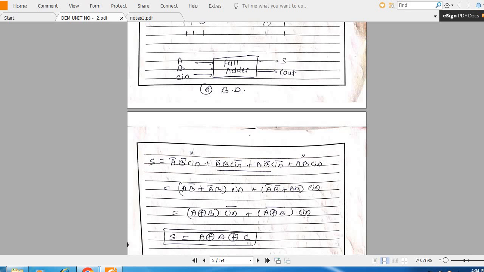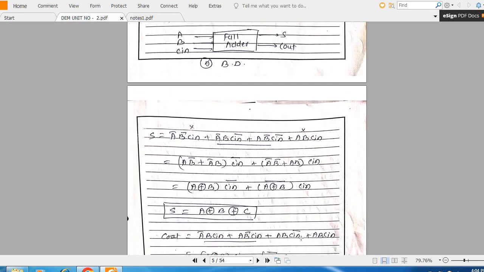So A XOR B bar into C in, and this whole term is nothing but A XOR B XOR C. So for the sum bit we will get A XOR B XOR C. A XOR B we will consider as X. So we will get the equation X C bar plus X bar C. It is nothing but X XOR C. X is nothing but A XOR B. So we will get the equation for sum as A XOR B XOR C.